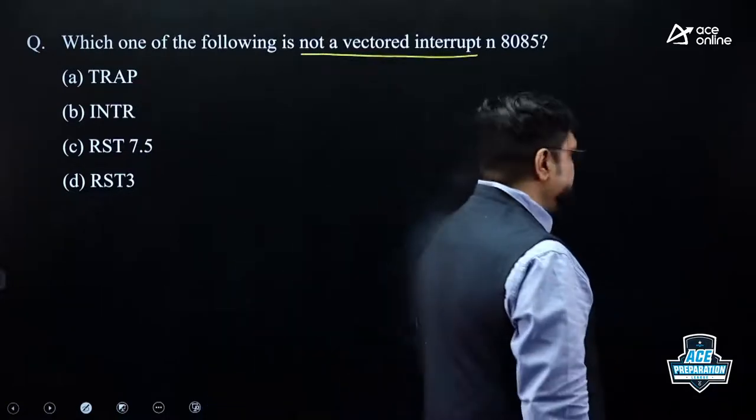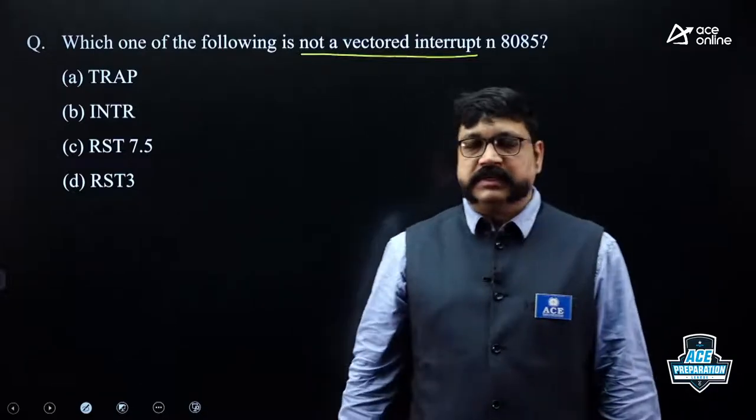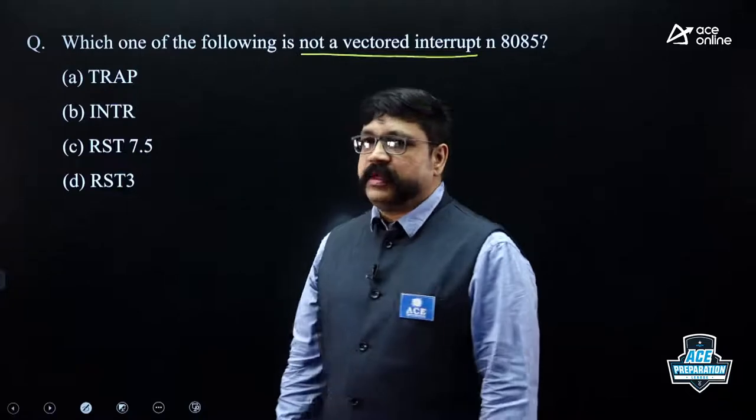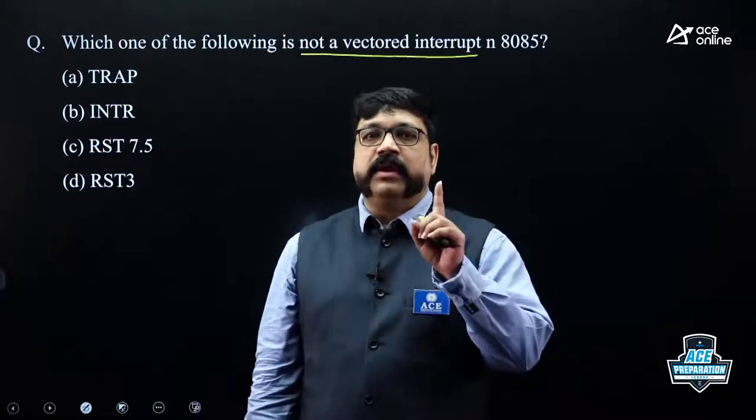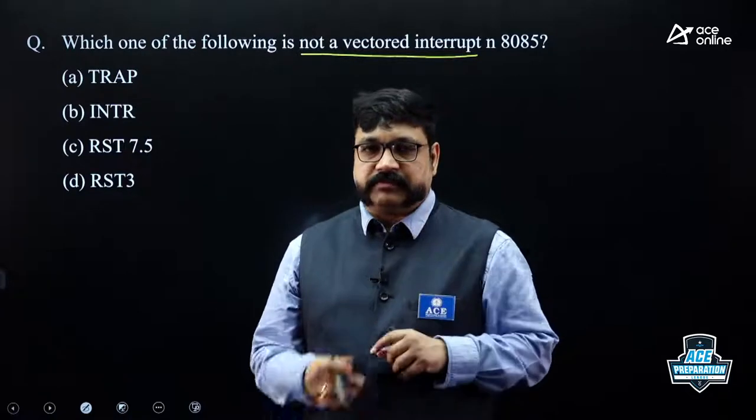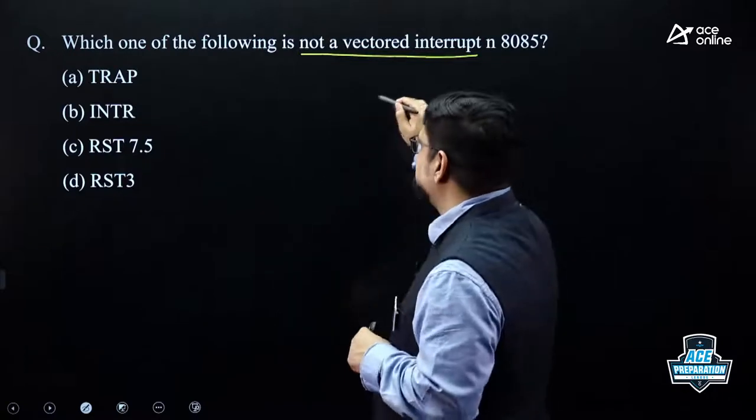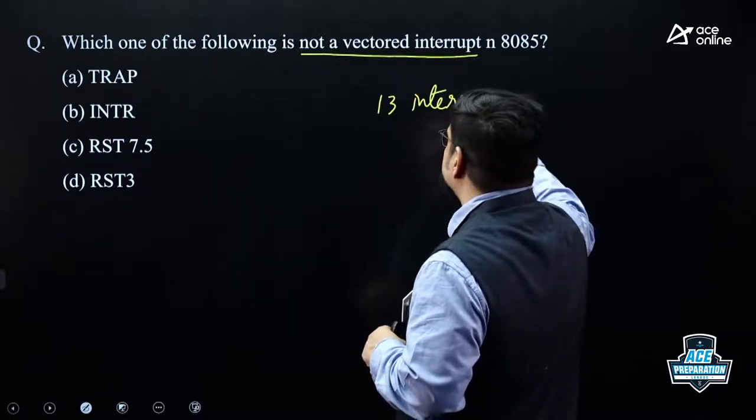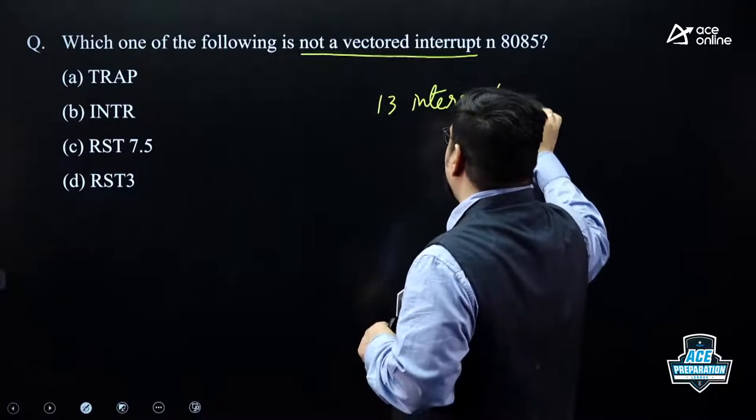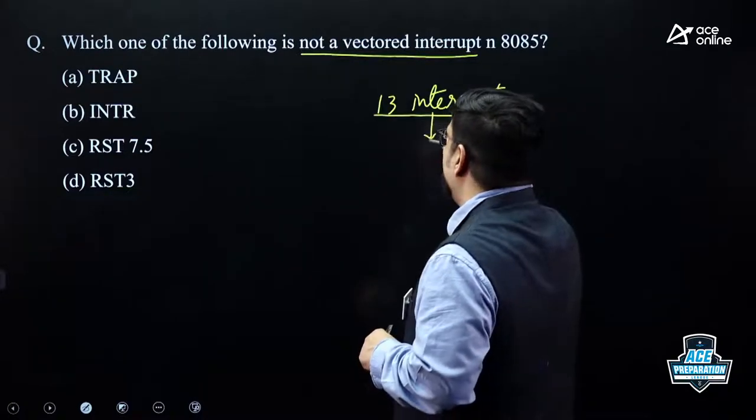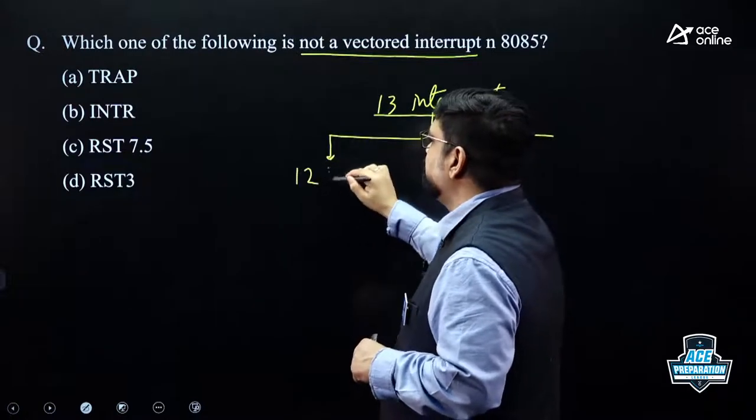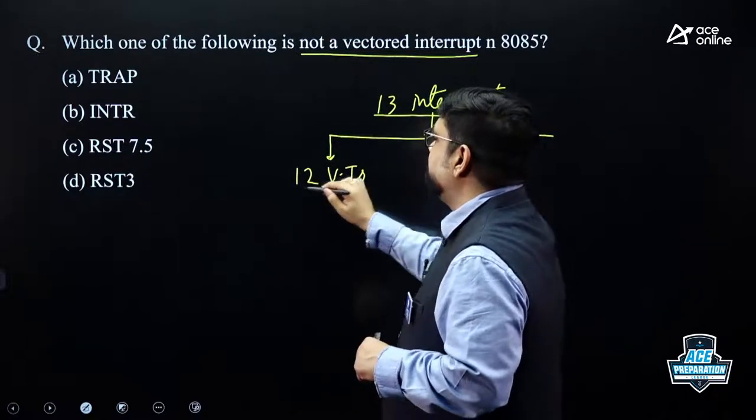Let's not discuss vectored interrupts in detail here. That is not the point. I will just mention a total of 13 interrupts are there. Out of them, one and only one is a non-vectored interrupt. Just I will list out. Total 13 interrupts are there in 8085. Out of them, 12 interrupts are vectored interrupts, VIs.